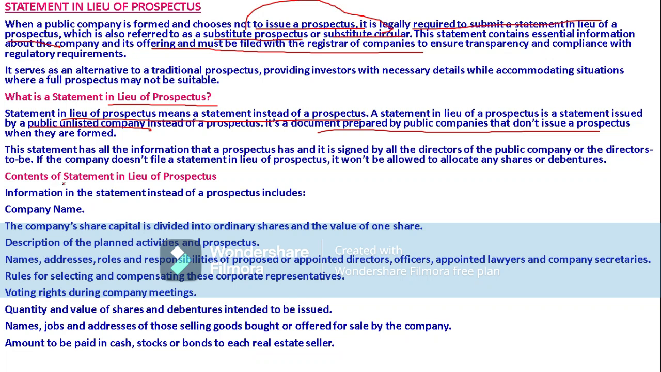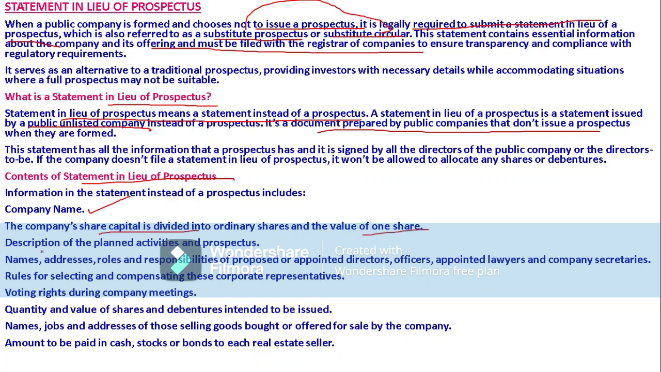So what are the contents of a statement in lieu of prospectus? The company name will be there. These are the major information given in the statement: the company's name, address, and share capital. What is the share capital, what are the ordinary shares, and what is the value of each share.